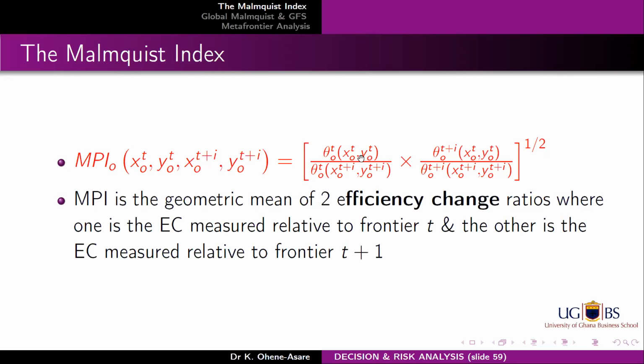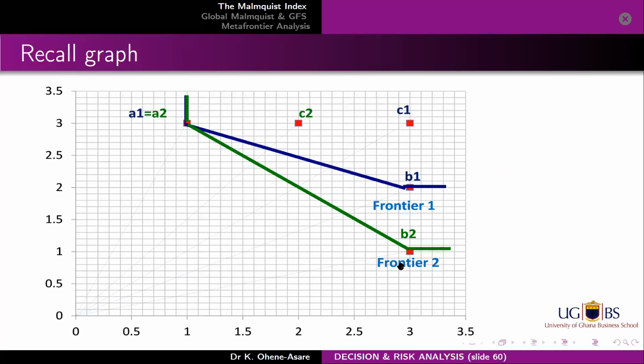So this first part is the efficiency change measured relative to frontier 1. That is why you have T, T. And this is efficiency relative to frontier 2, T plus 1, T plus 1. So that is a Malmquist. Finish. But you can split this.